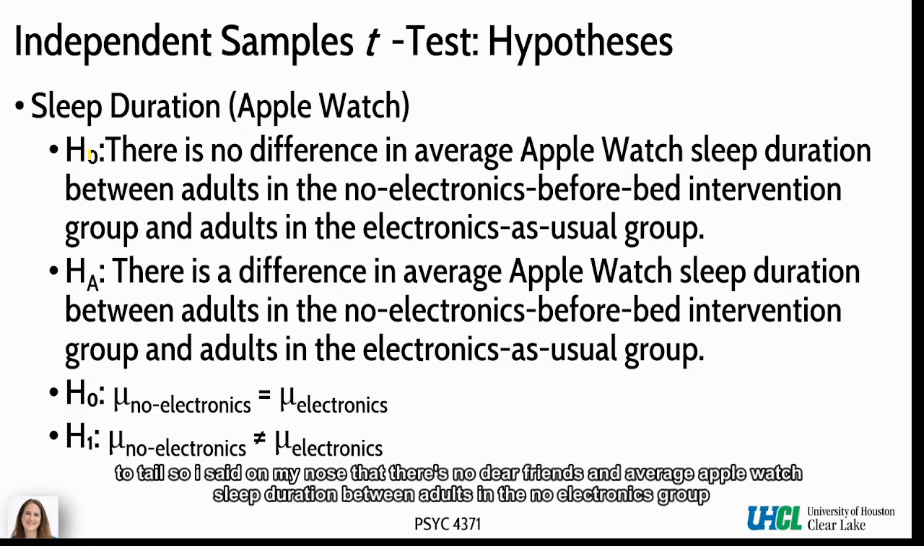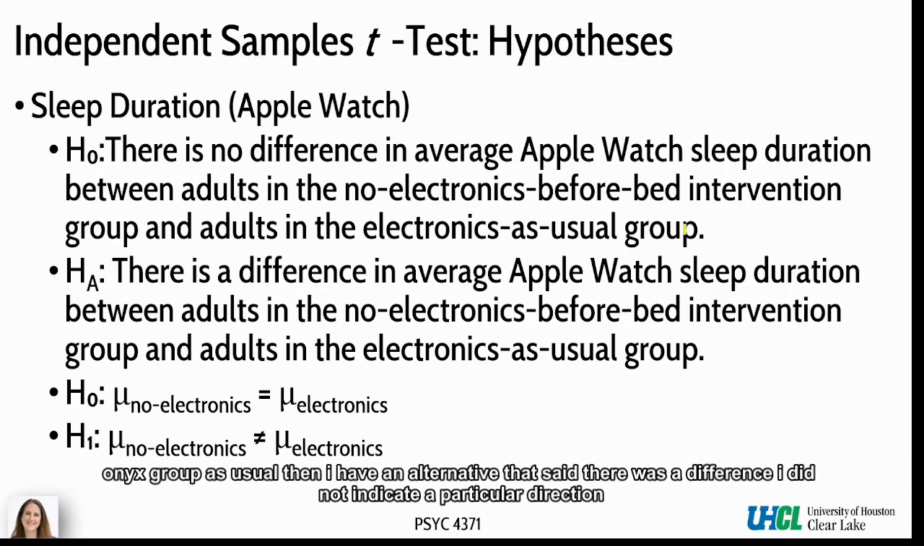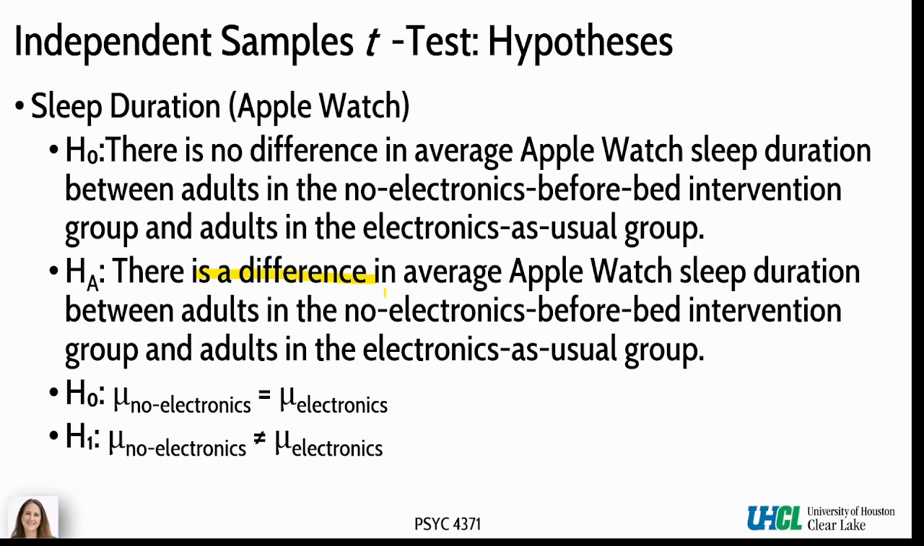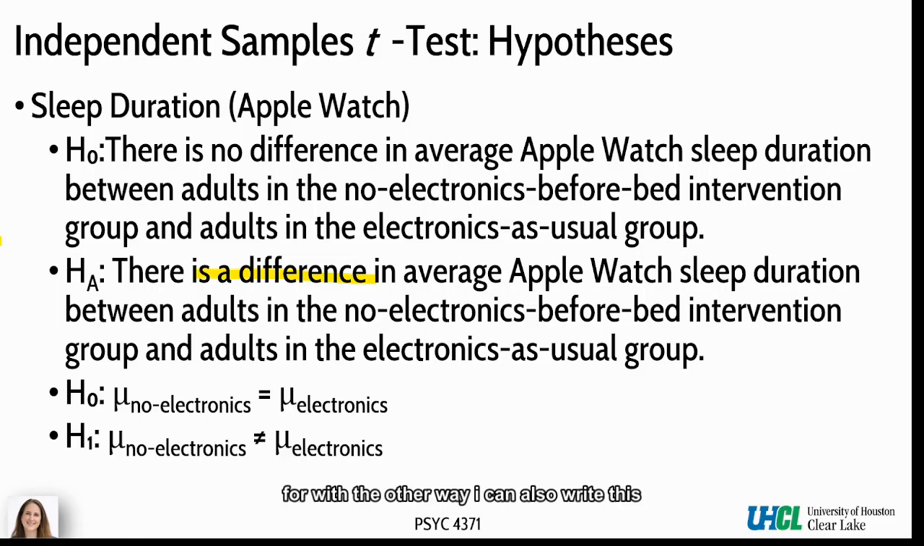So I said my null is that there's no difference in average Apple Watch sleep duration between adults in the no electronics group and adults in the electronics group as usual. Then I have an alternative that said there was a difference. I did not indicate a particular direction so that you could see how that looks in Jamovi. Okay, so my alternative is that there was a difference. I don't know if it went one way, if it went the other way.